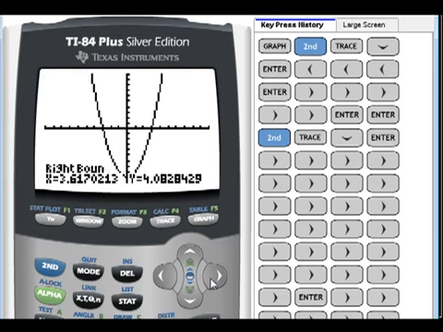Right bound means to the right of the x-intercept, and hit enter. And enter for guess. And look at that! We must have done it right because we have x is 3, 0, and that is our two x-intercepts.